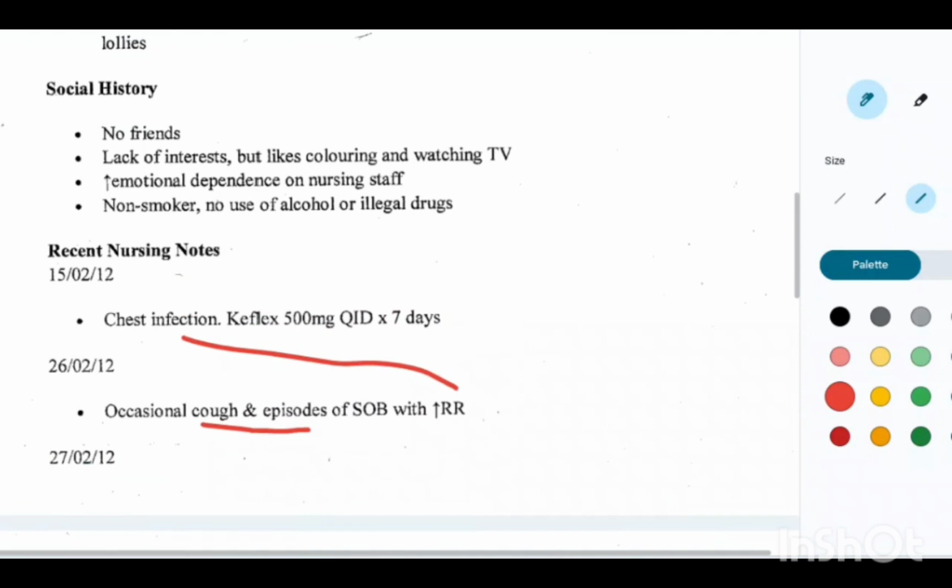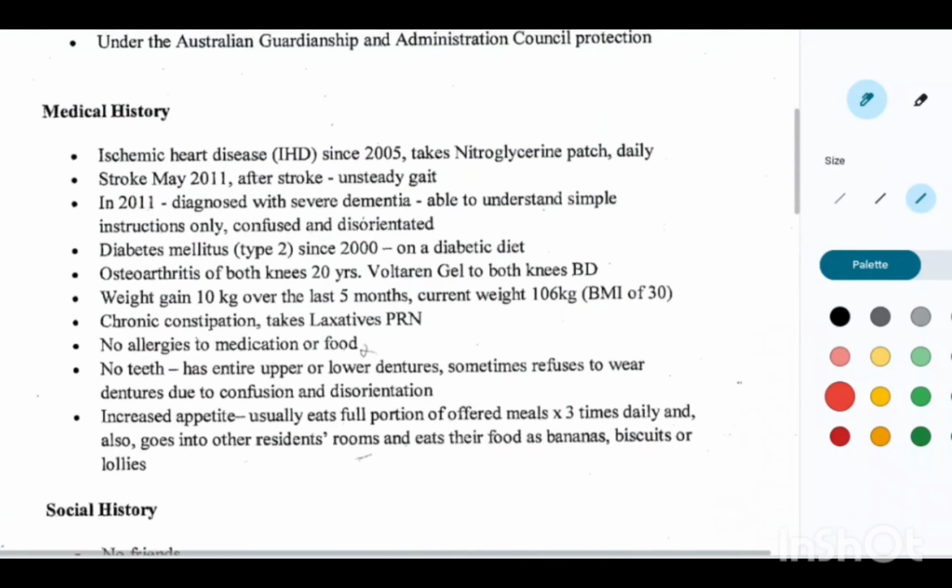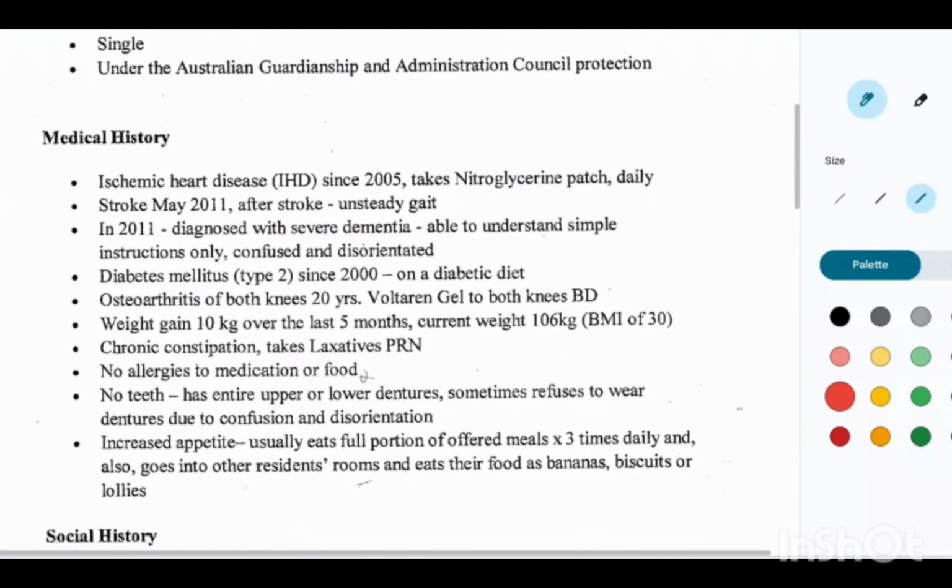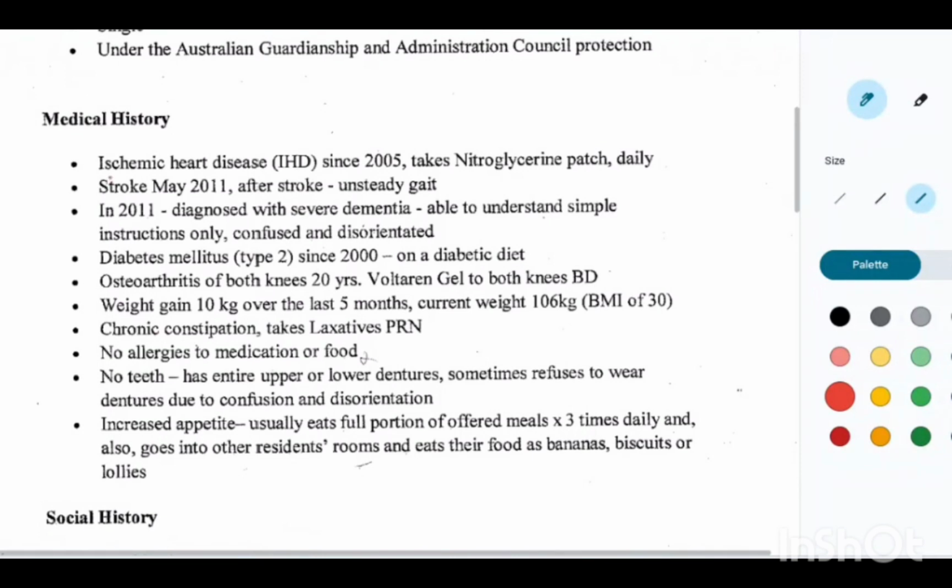When it comes to the next paragraph, you can mention all the important medical histories, like ischemic heart disease, stroke, and diabetes mellitus. Okay, osteoarthritis. Okay, so chronic constipation and BMI. Okay, and that you can mention in that one.